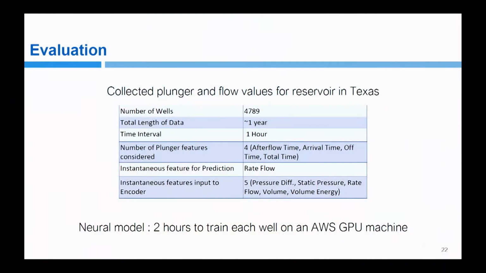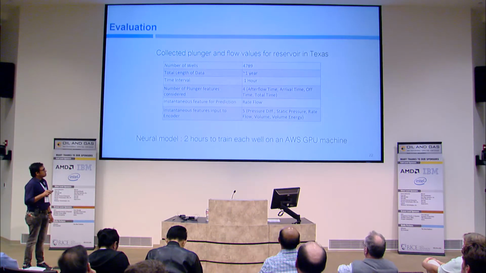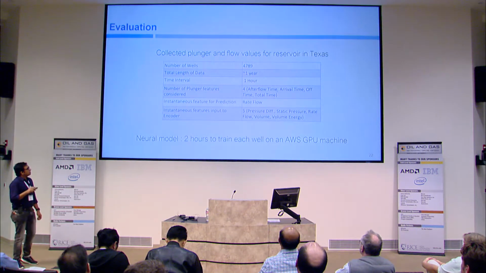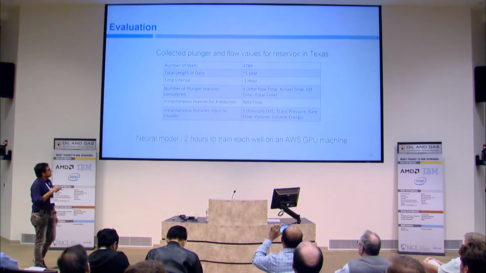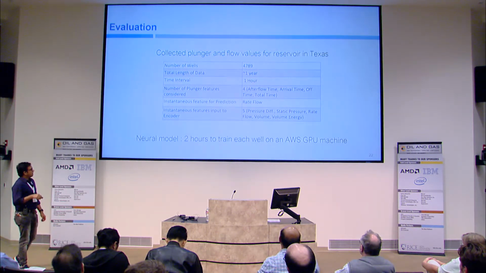Let's take a look at the data set that we used. We collected plunger and flow values for our reservoir in Texas, which consists of around 5,000 wells. The total length of our data set was around 1 year. We discretized the data in a period of 1 hour. There are 4 plunger dimensions we considered as our input. The feature of prediction we are interested in was the flow rate. And the instantaneous features which were input to the encoder were of dimension 85.